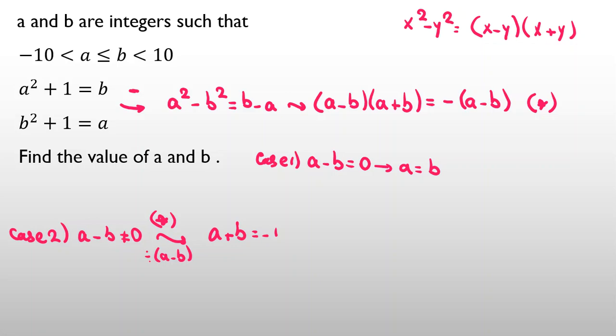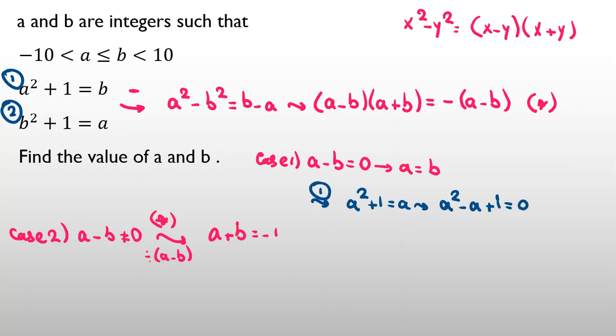So let's focus on case 1 first. A equals B. I consider it the first equation, and this the second equation. If we use the first equation, A equals B, so A squared plus 1 equals A. So A squared minus A plus 1 equals 0. I take all things to one side.